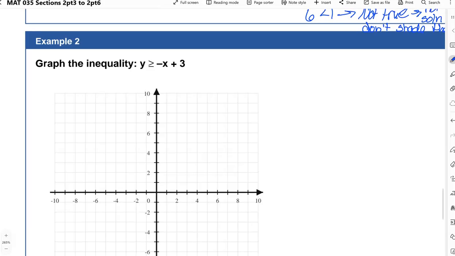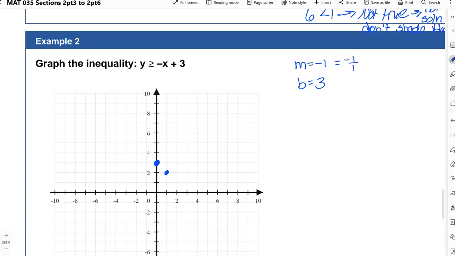Let's look at the next example. We want to graph the inequality y is greater than or equal to -x plus 3. We're going to start by identifying slope and y-intercept. So my slope is -1. My y-intercept is 3. So here's my y-intercept of 3. -1 is the same thing as -1 over 1. So I'm going to move down 1, right 1.